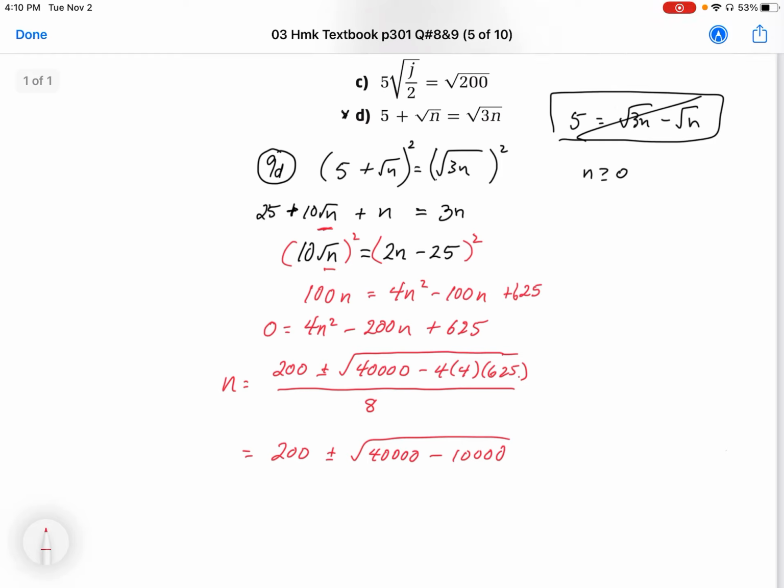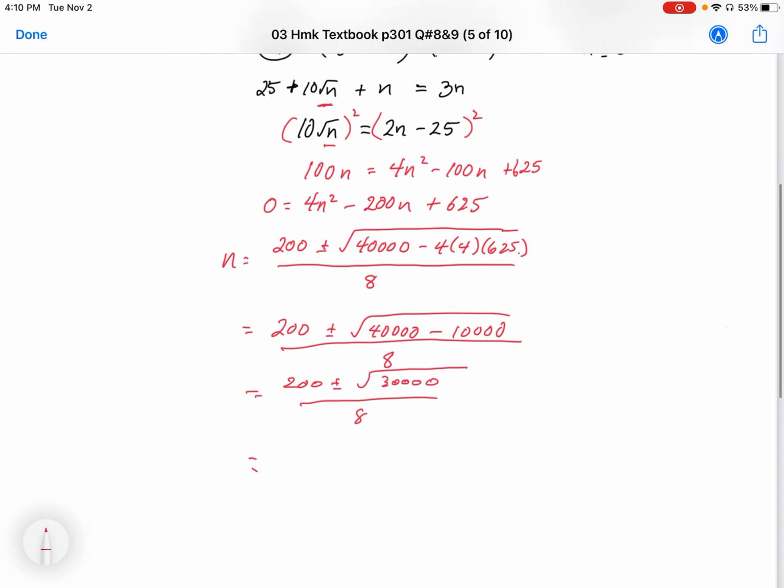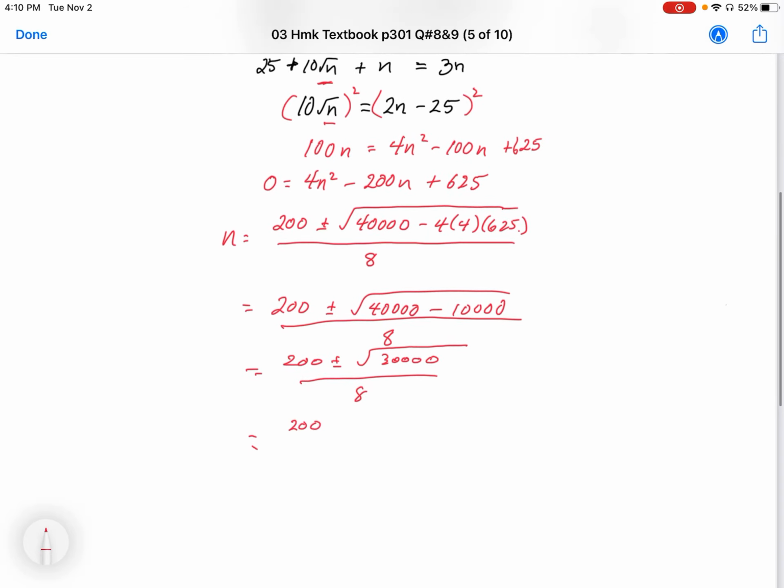And then that's going to be all over 8. So simplifying this, I get 200 plus or minus the square root of 30,000, all over 8. Again, this can simplify to 200 plus or minus, I'm going to factor out the 10,000, so that becomes 100 root 3, and that's all over 8. And that's my solution. Now I need to check for extraneous solutions, and I'll do this in a different video.